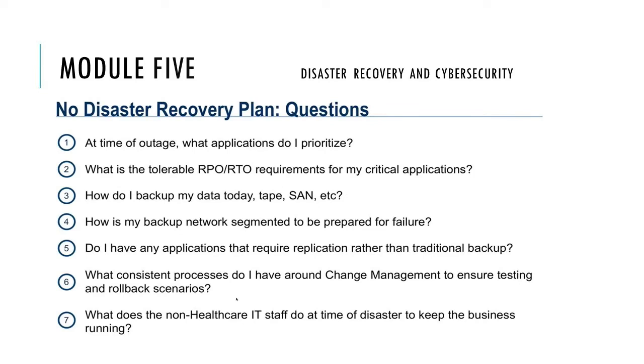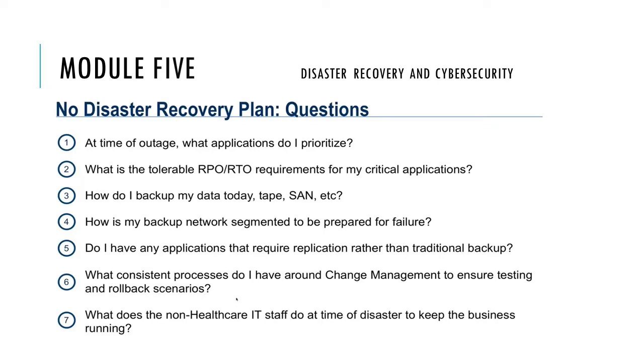Disaster recovery plan questions: at the time of the outage, what applications do you prioritize? As we mentioned, patient care would probably be the primary prioritization. What is the tolerable RPO or RTO requirements for my critical applications? We want to recover from a time or from a point, and we'll get into those in just a moment. How do I back up my data today? Is it tape, storage area network, cloud?